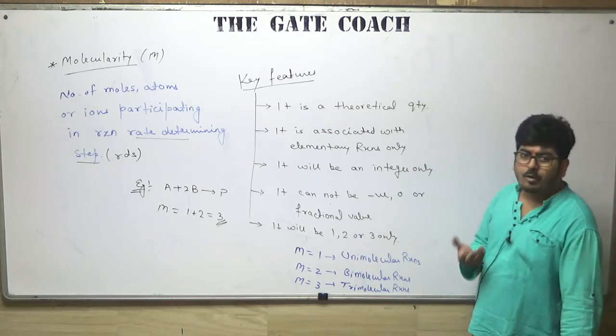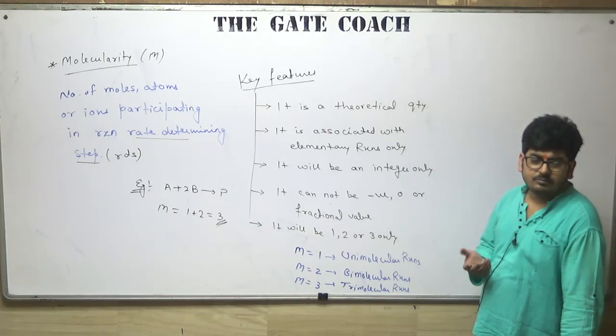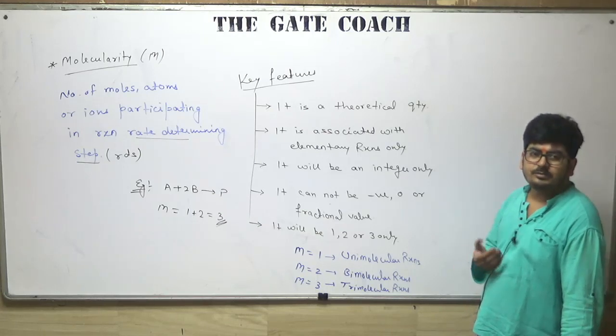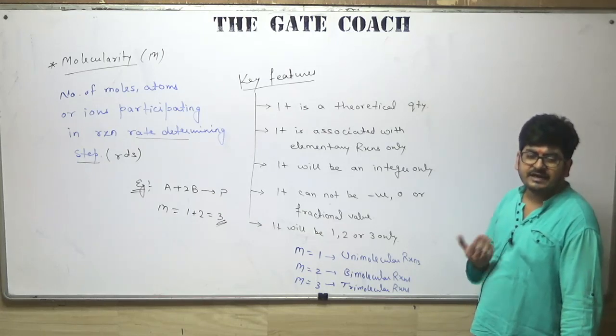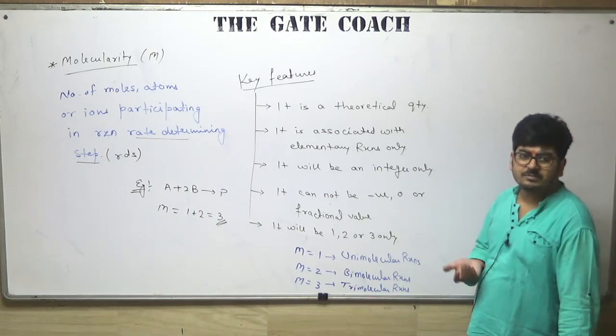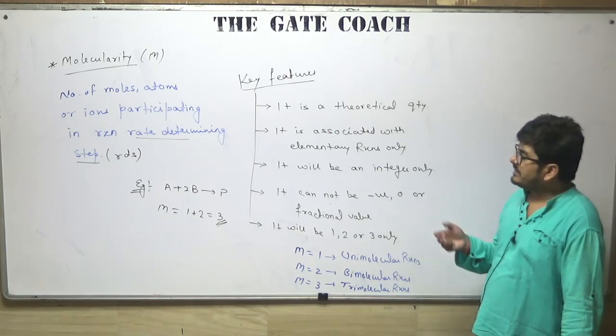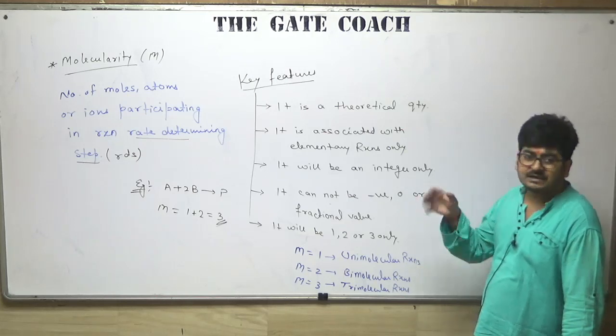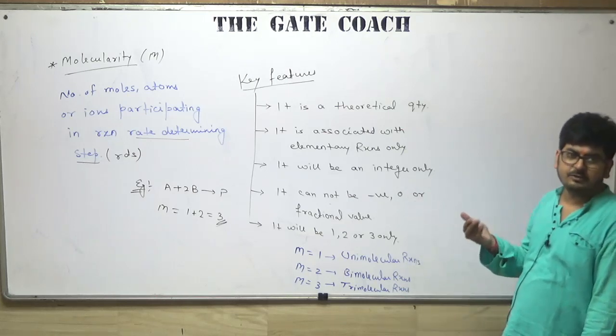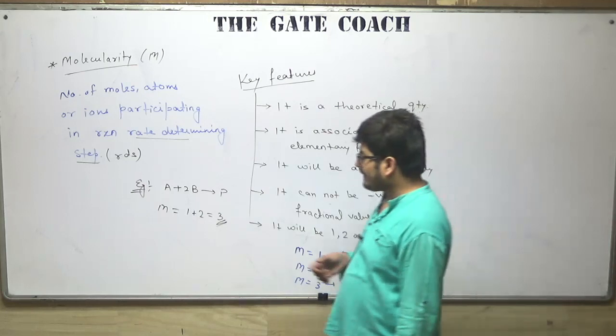Like the population of any country or any city cannot be in fractions. Population cannot be negative. Population cannot be zero. Similarly, molecularity, the number of molecules participating in the reaction, cannot be negative, zero or fractional value.